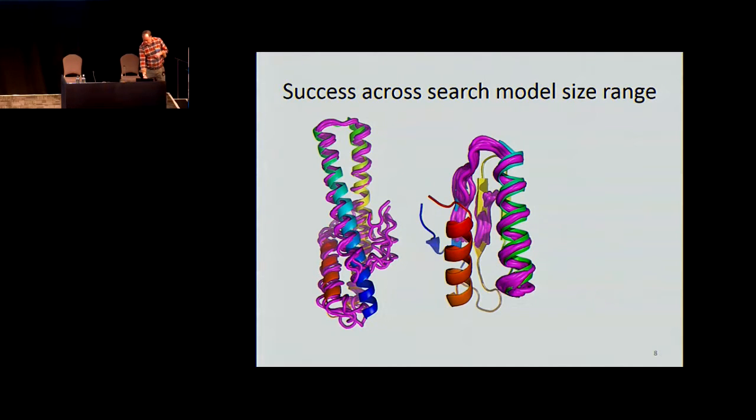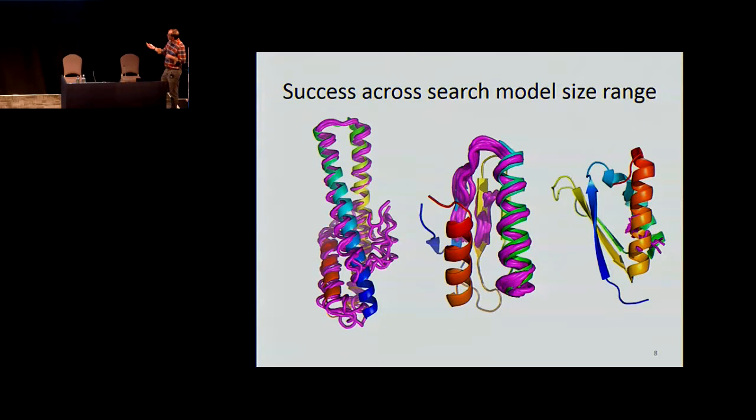and that was enough to solve this structure. And then an extreme small case, because Phaser and SHELXE are so good at placing and tracing these structures. This is, I think, a 5 residue fragment that was placed accurately and sufficient to solve that structure.